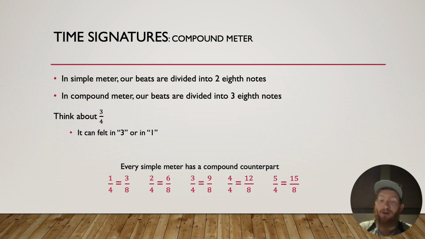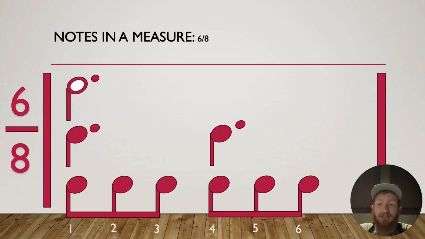But just for the sake of understanding, any simple meter can have a compound counterpart, and does have one. To be able to switch from one to the other is a very, very valuable skill. So let's spend some time and focus on 6/8, because hands down 6/8 is the most common and reoccurring compound meter. It is the 4/4 of compound meter, right?